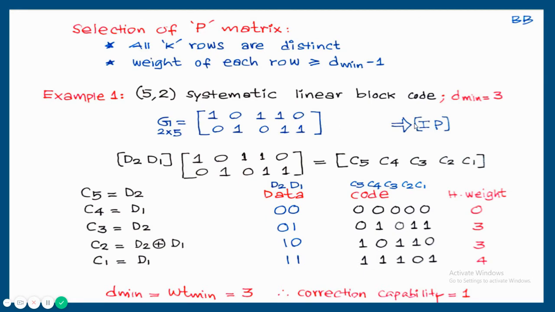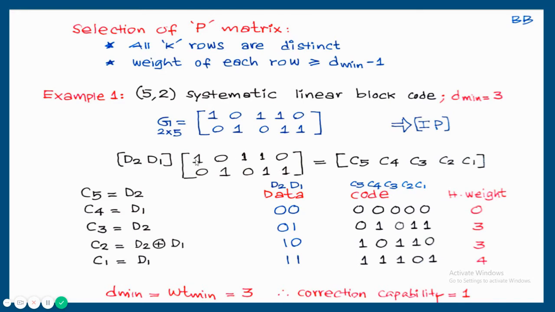So this is an identity. This is I P format. So once it is in I P format, as we expected, the leftmost k bits are data bits, and the rightmost n minus k bits are parity bits. Now we'll do the multiplication. D multiplied with the generator matrix, the product is known as the code matrix. Out of these 5 bits, C5 and C4 are data bits. C3, C2, C1 are parity bits.